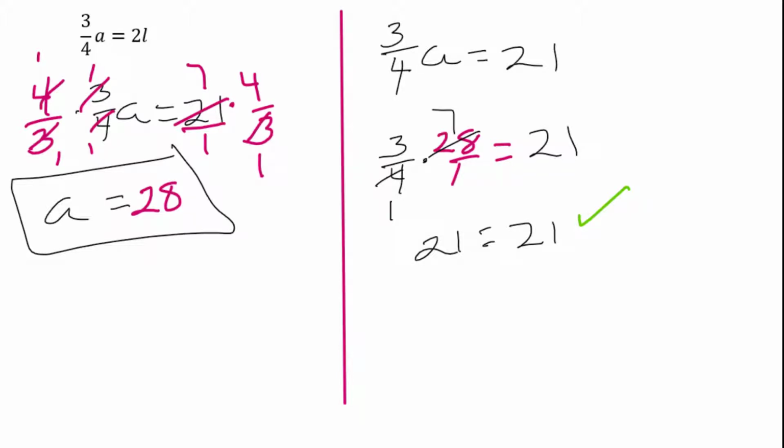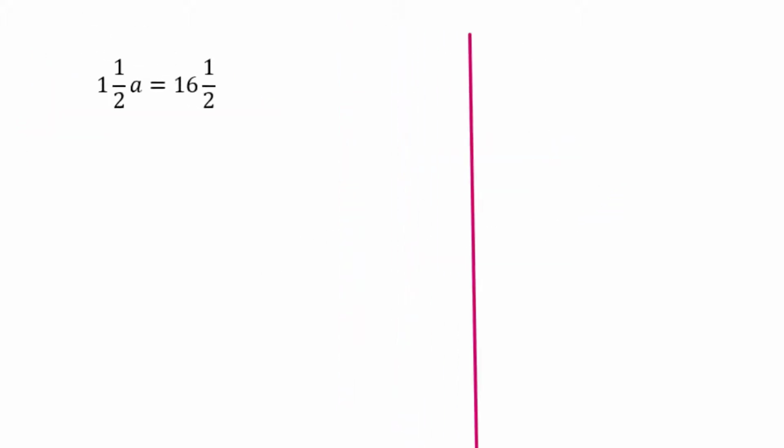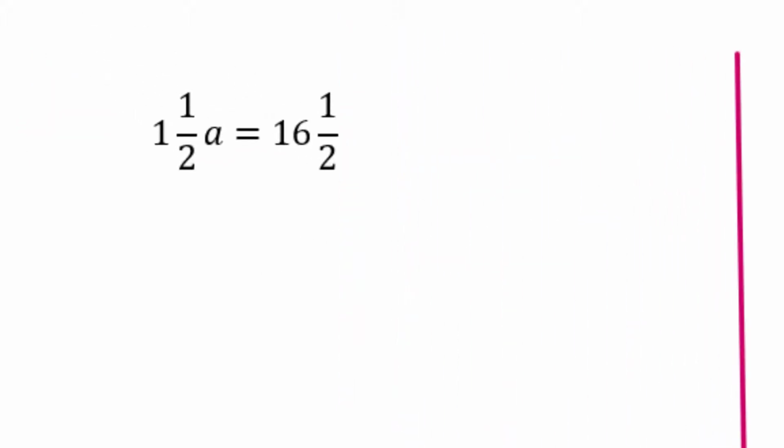All right, let's go ahead and try another one here. Okay, notice that this one has two fractions. Not only are they two fractions, one on each side of the equation, but they are both mixed numbers. In order to make it easier to work with, I'm going to go ahead and rewrite them as improper fractions.